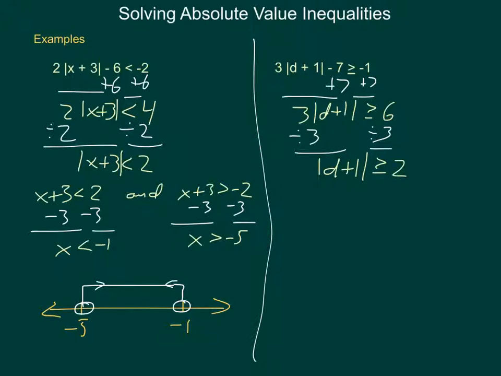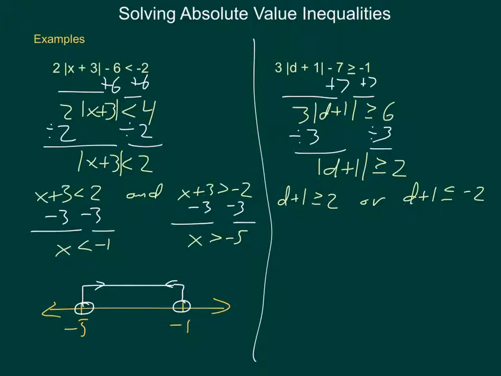So, I have my absolute value isolated. Now I'm going to go through and break up the absolute value. I get d plus 1 is greater than or equal to 2, or d plus 1 is less than or equal to a negative 2. Since I do have absolute value being greater than, it becomes an or situation.